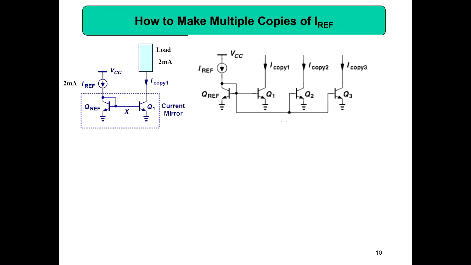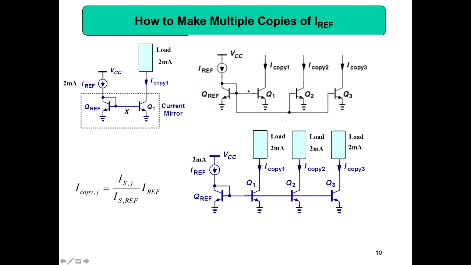2 milliamps. Yeah, all 2 milliamps. Why? Because you are neglecting the base current. When you have 2 milliamps coming down, then you are getting a VB. So this VB of Q1 is the same. VB of Q2 is the same as VB of Q1, because the voltage between this point and this point is the same for Q1, Q2, Q3 and Q reference. So if you got 2 milliamps here, then you are going to get 2 milliamps here, 2 milliamps here, 2 milliamps here, 2 milliamps here.